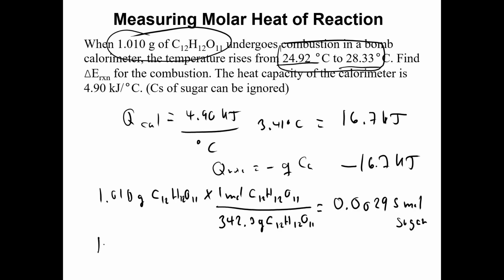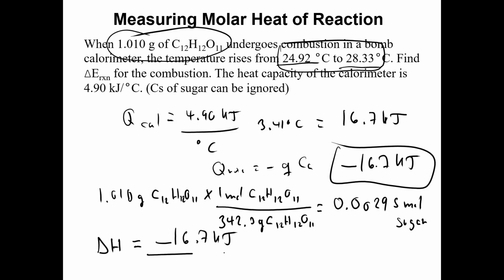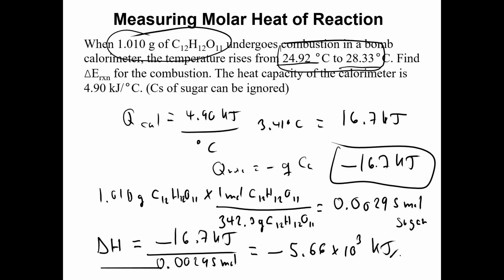And so we can get delta H for the reaction. So it's going to be this number here, minus 16.7 kilojoules divided by the number of moles, 0.00295 moles, equals negative 5.66 times 10 to the 3 kilojoules per mole. So 1 mole of sugar has quite a bit of energy in it, and it releases that, right? And that's 5.66 times 10 to the 3 kilojoules per mole.